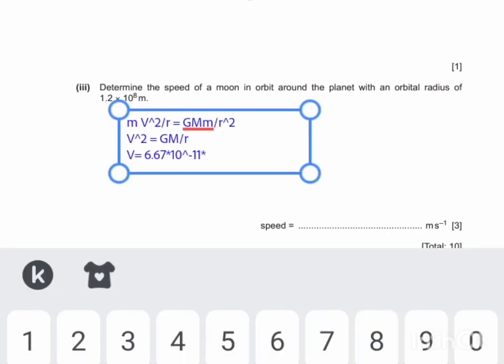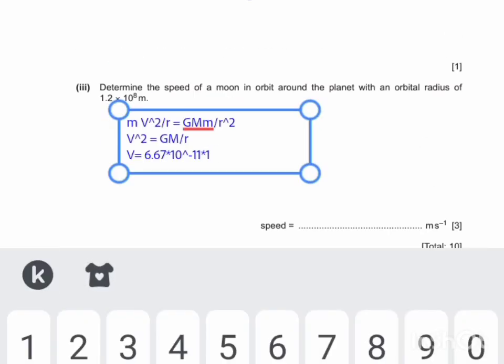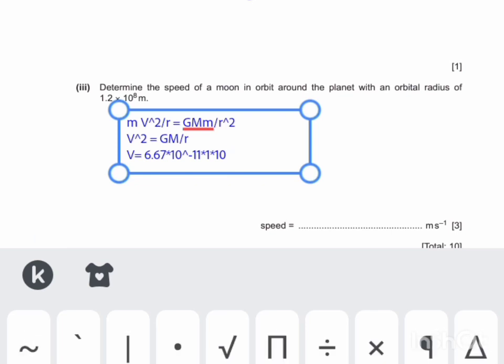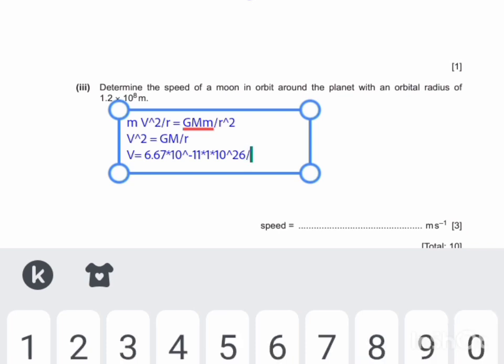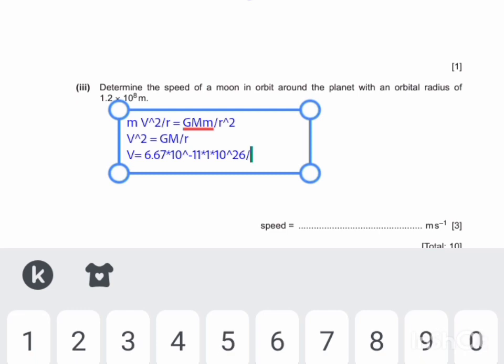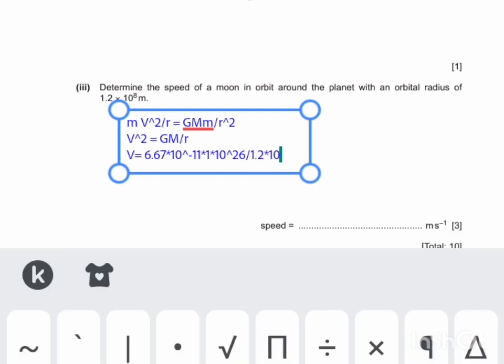Keep in mind, however, one thing, that the mass of the moon is cancelled out. What we're using here is the mass of the planet, because when we have written the formula for centripetal force, that includes the mass of the moon, right? But when we cross it out, then the mass of the planet is left, not the moon.